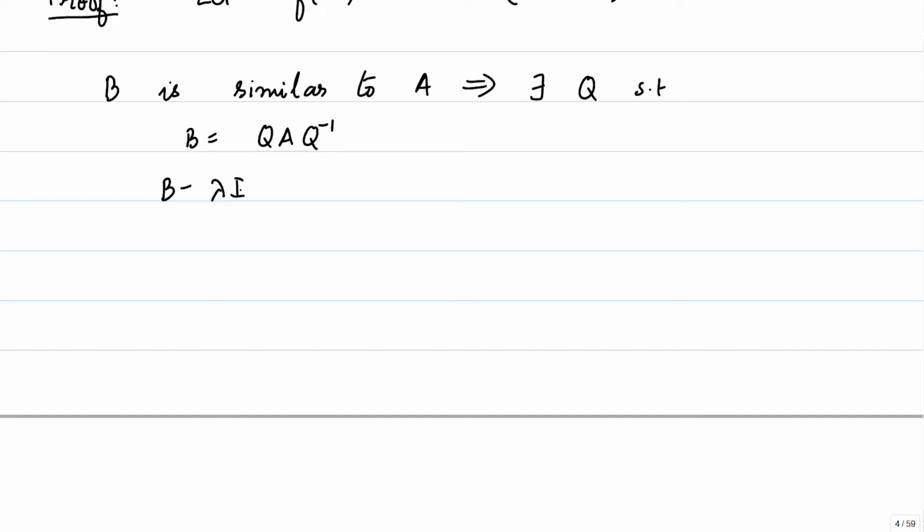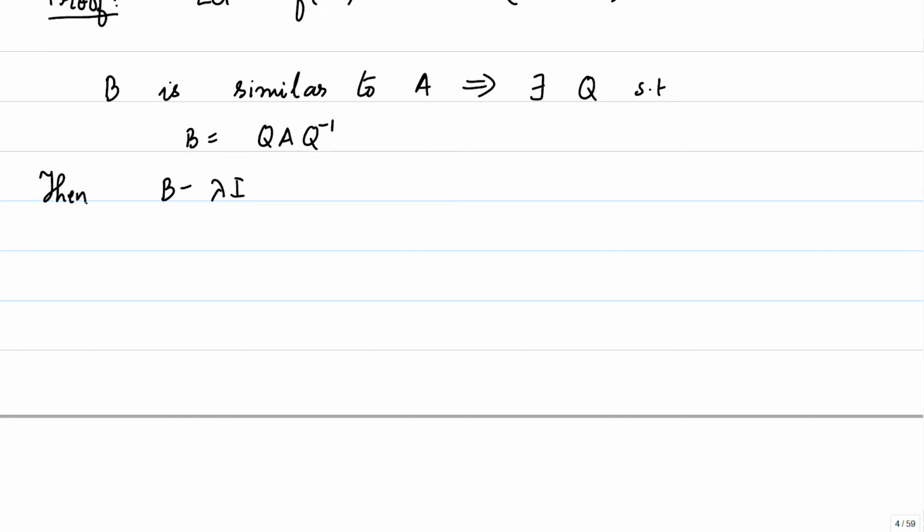B is similar to A. This implies that there exists some invertible matrix Q such that B is equal to QAQ inverse. And what is the characteristic polynomial of B? It is the determinant of B minus lambda I. So let's explore what this is.